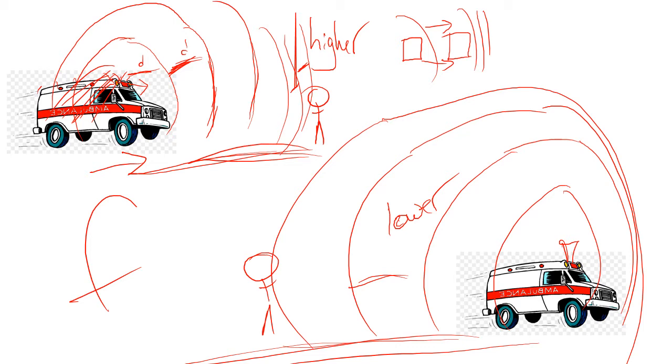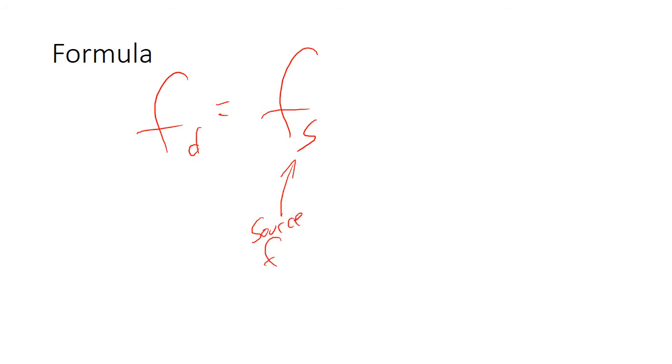All right. So there is a wonderful formula for this, okay? Now, there's two things you've got to worry about. One is the frequency of the detector, and the second is the frequency of the source, right? So this is the source frequency, and it's going to be in hertz because that's what frequency is measured in, and this is the detector frequency, which is also in hertz.